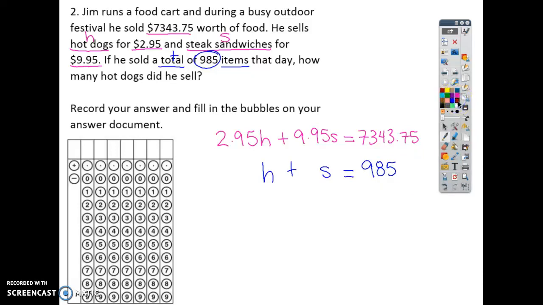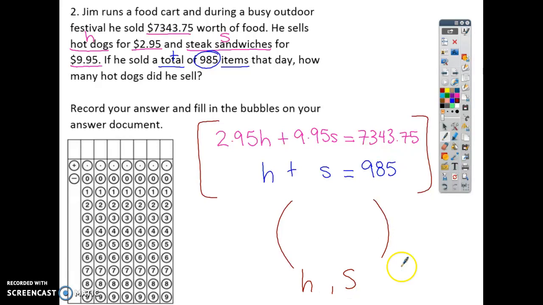This is perfect for matrix. It's already ready. I have them in order. I have my H's first, my S second. So when you get the answer, H is first, S is second. So go ahead and pause the video, put this in matrix, get the answer, and then we'll talk about what the question is asking. Okay, so hopefully you did it already by yourself.